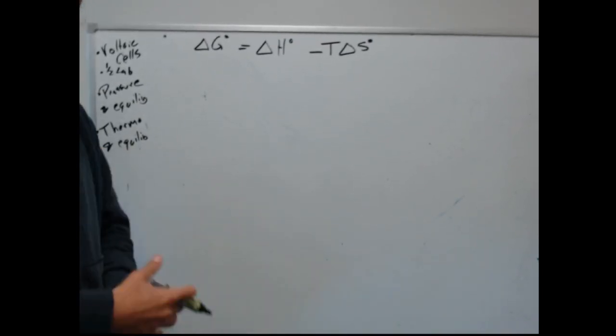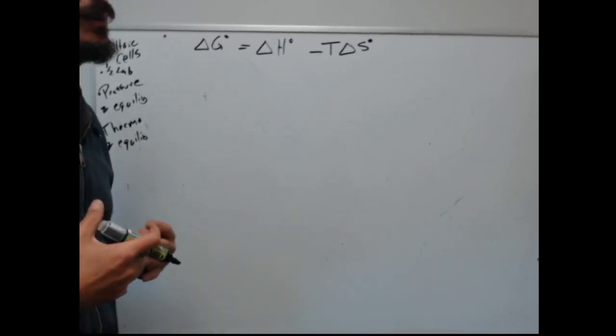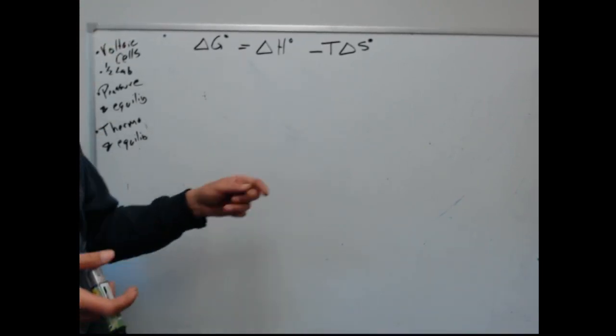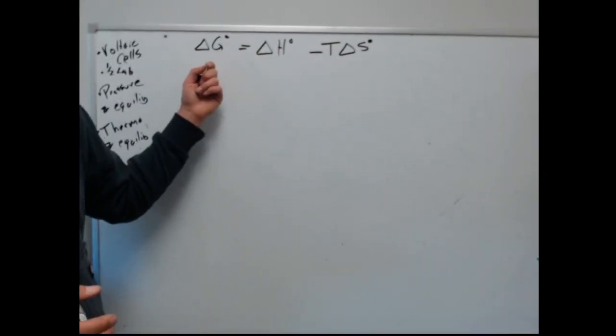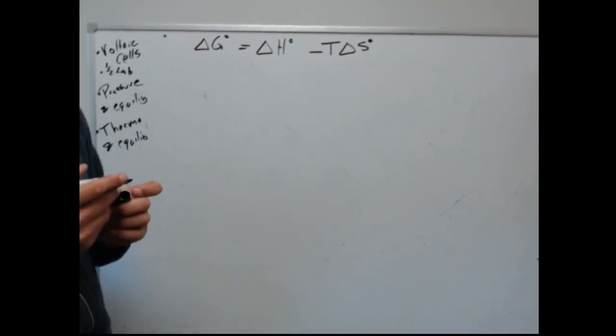What environment were we in? Were we doing this in a freezer? Were we doing it inside an oven? Were we at high temperature, low temperature? That had an effect on whether the reaction happened or not. So this T delta S term takes that into account.